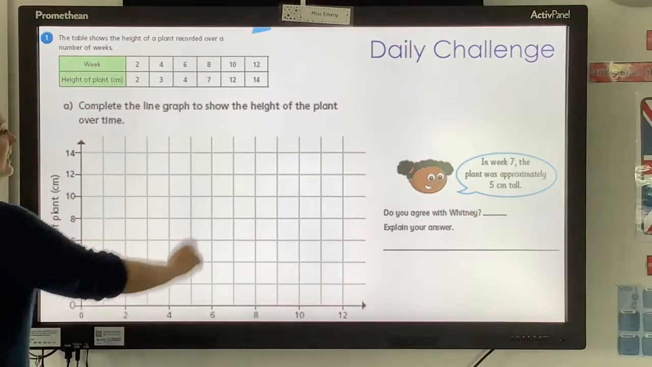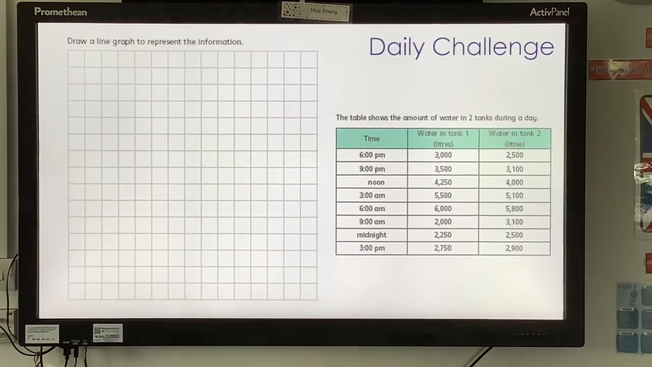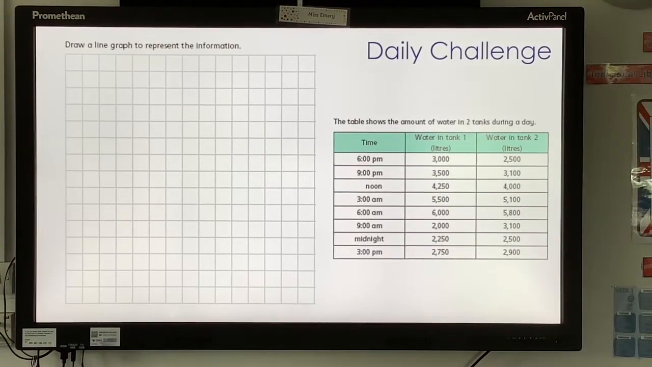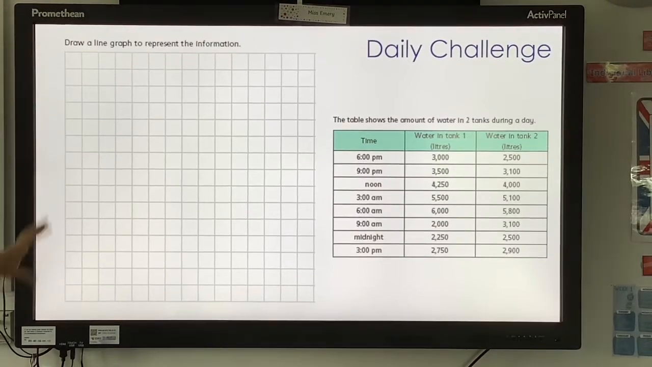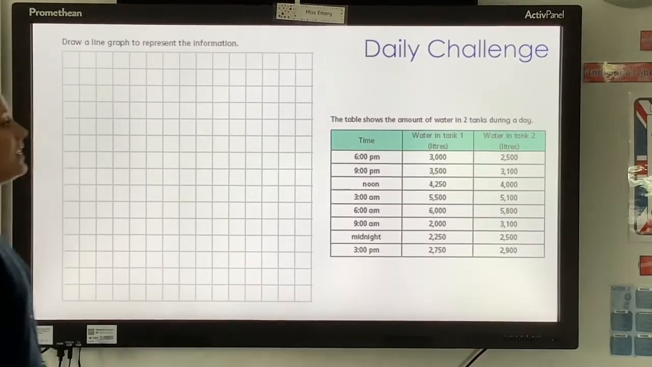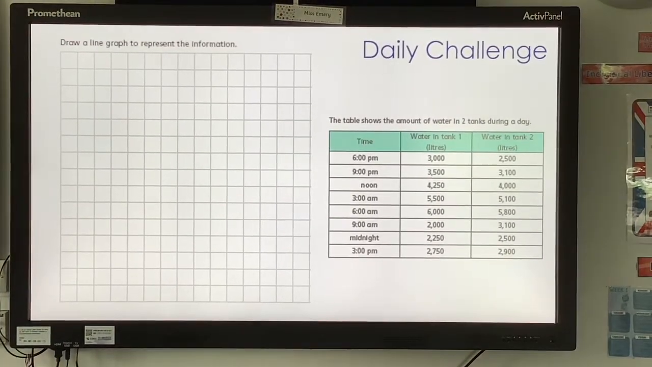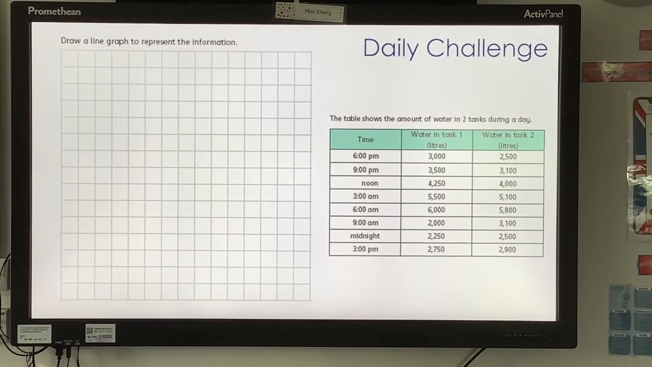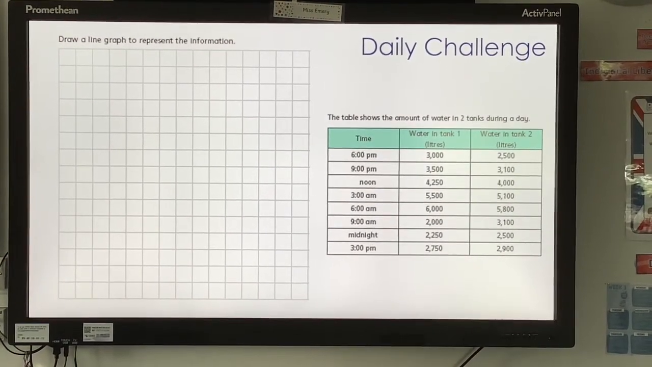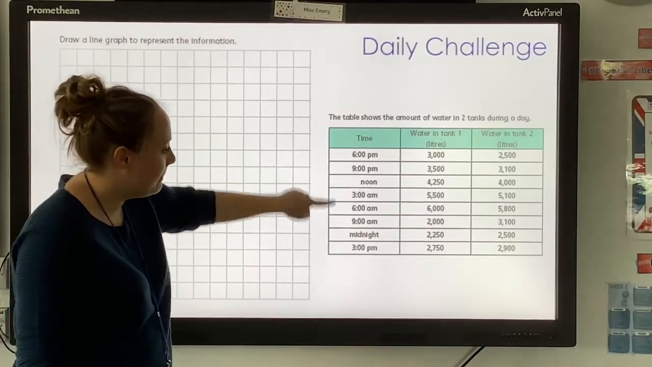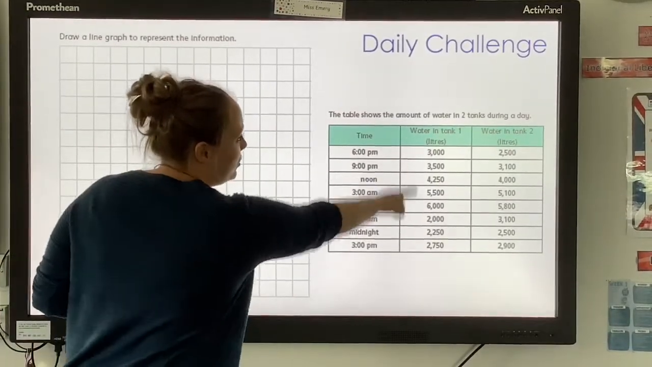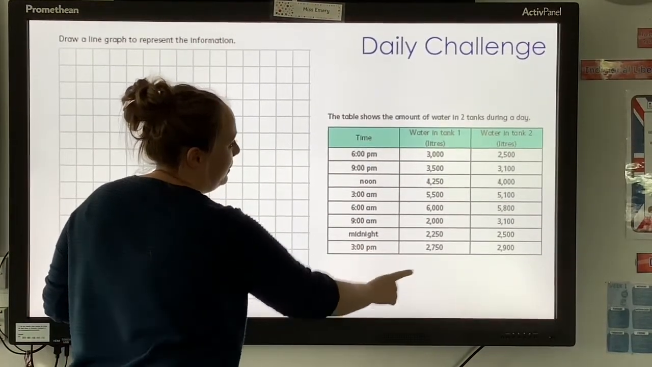Brilliant, so hopefully you did it. Next one. Draw a line graph to represent the information. So you've got a table here. The table shows the amount of water in 2 tanks during a day. So you've got your time, and then you've got your water in tank 1 and your water in tank 2.